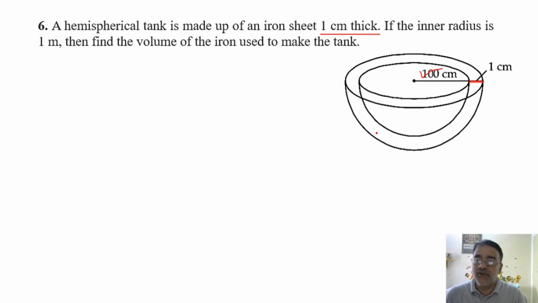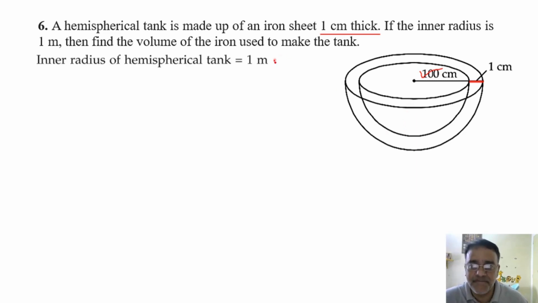So how will you find it? Volume of outer hemisphere minus volume of inner hemisphere. Okay, so let us start with the inner radius of the hemisphere. I mean to say 1 meter. 1 meter means 100 centimeter. And what will be the outer radius?